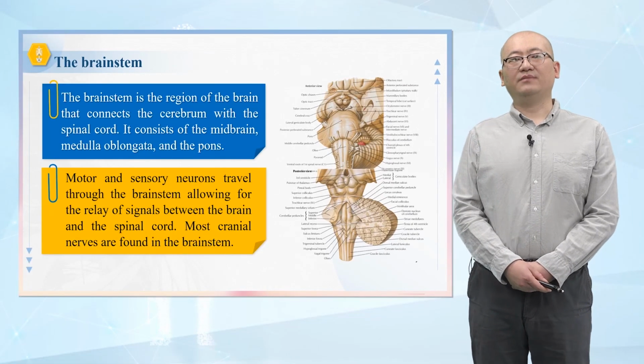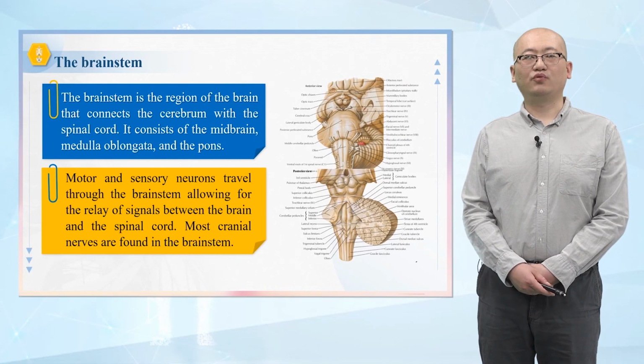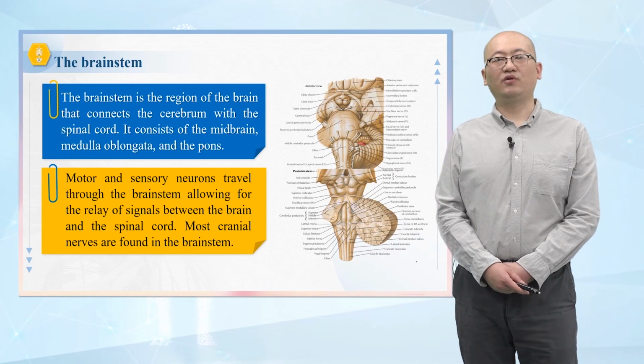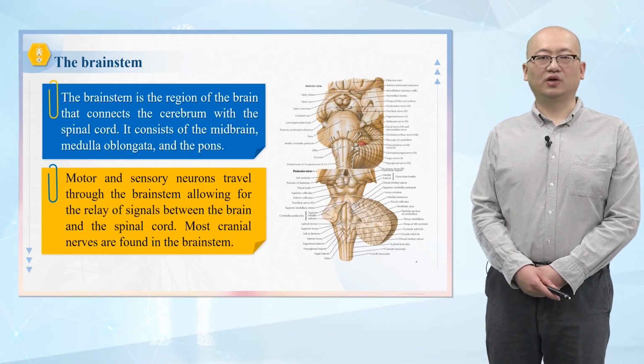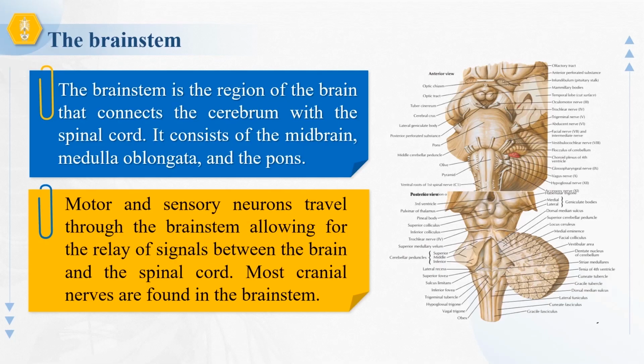The brainstem is the region of the brain that connects the cerebrum with the spinal cord. It consists of the midbrain, medulla oblongata, and the pons. Motor and sensory neurons travel through the brainstem, allowing signals between the brain and the spinal cord. Most cranial nerves are found in the brainstem.